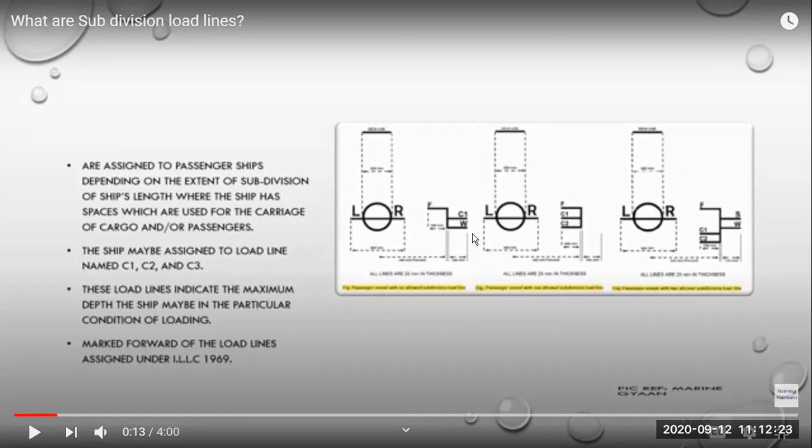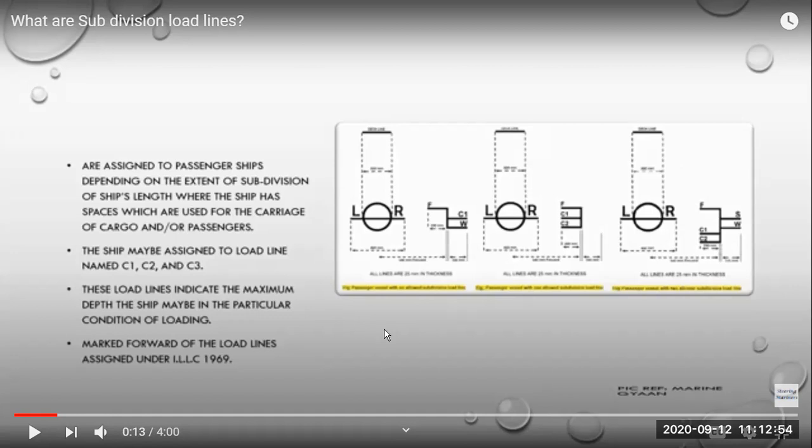As per the subdivision. What does subdivision mean? Various decks are divided. If this is a ship, there will be various subdivisions of the ship, cargo spaces and passenger spaces, and how they are separated. Depending on how many subdivisions there are between cargo and how much cargo we are going to carry, we will have some different load lines on some passenger ships.